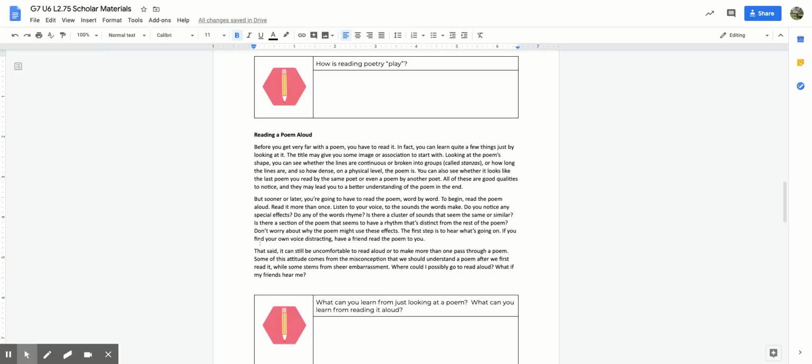To begin, read the poem aloud. Read it more than once. Listen to your voice, to the sounds the words make. Do you notice any special effects? Do any of the words rhyme? Is there a cluster of sounds that seem the same or similar? Is there a section of the poem that seems to have a rhythm that's distinct from the rest of the poem? Don't worry about why the poem might use these effects. The first step is to hear what's going on.